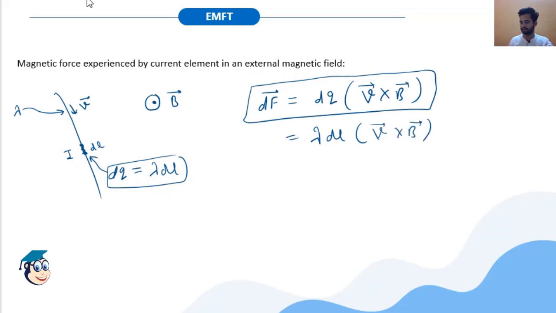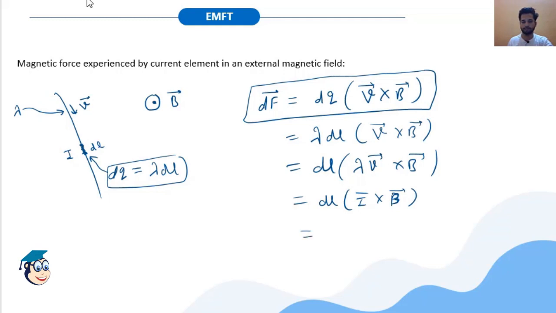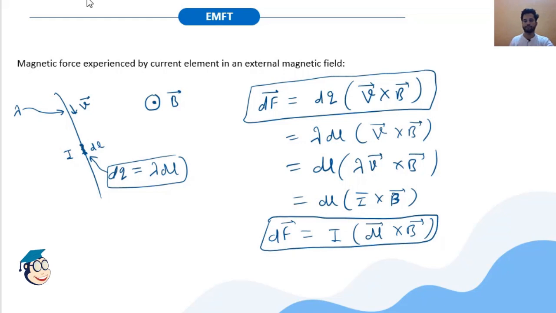Okay. You can write this, and now you can rearrange this as dl times lambda V vector cross B, and we know lambda V is nothing but I. This is not the right way to write this equation. This can be written as I dl cross B. This is the correct way to write this. This is the small force on a length dl having current I in presence of magnetic field B.